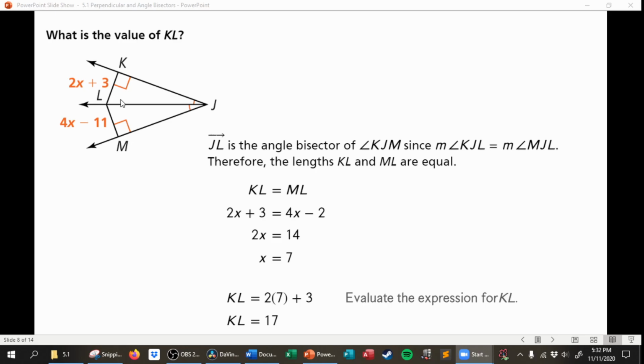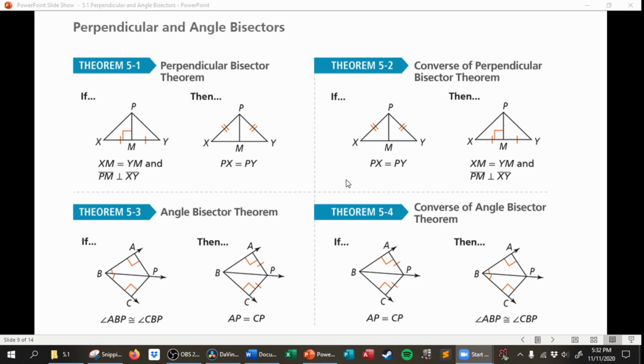All right. Pause here if you want to see it typed up nicely. Here is kind of our summary that we always do. We have theorem 5.1, the perpendicular bisector theorem. Let's just kind of speed run these really quick. If I have a line that cuts through a triangle that hits the opposite side at 90 degrees and cuts the opposite sides in half, then it's an angle bisector. That line PM is an angle bisector.